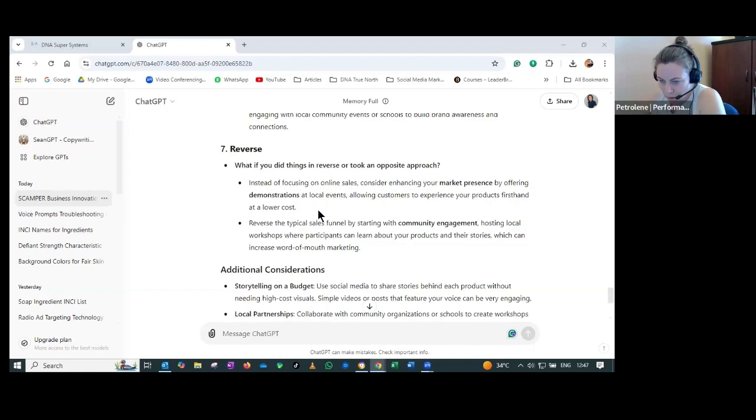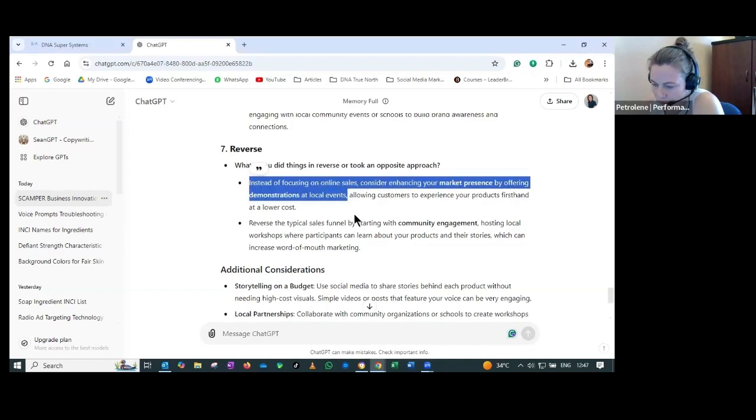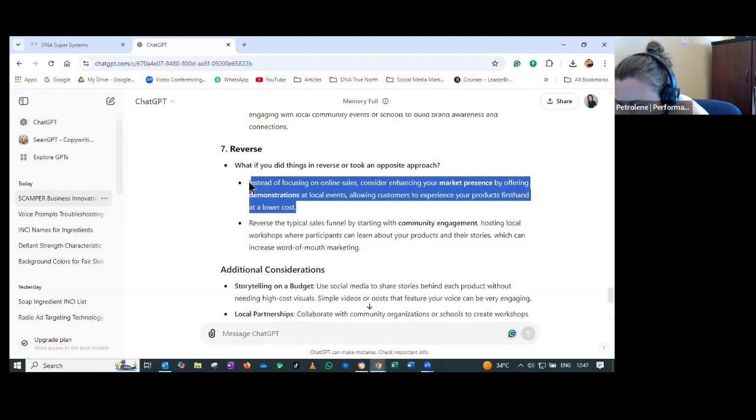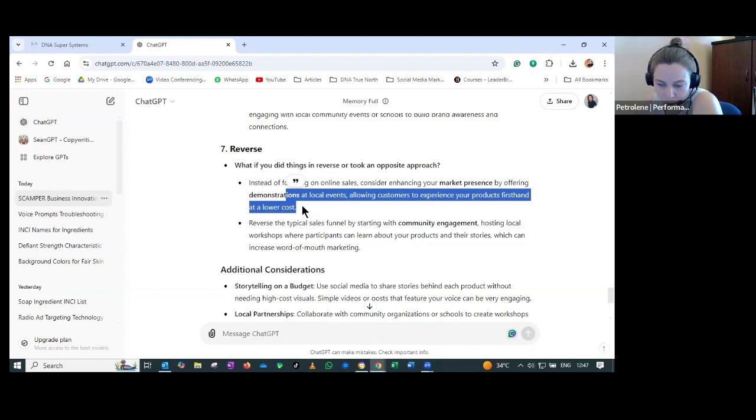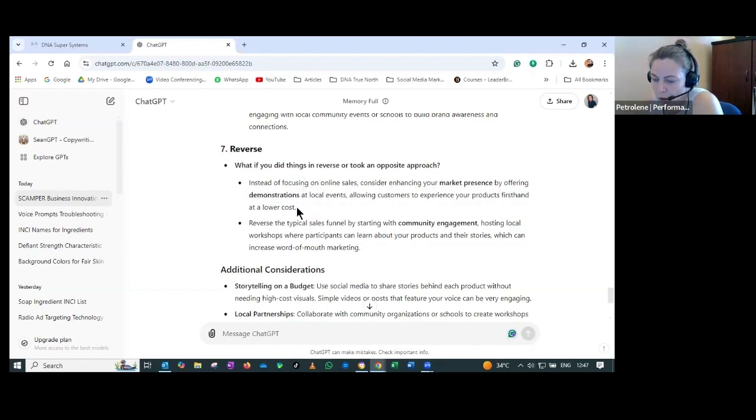Okay, where were we? Instead of focusing on online sales, consider market presence by offering demonstrations at local events. Yeah, I have doubts about this. I can see at some point, not with our markets, maybe where I have a little brick and mortar, where you come in for an exclusive experience.